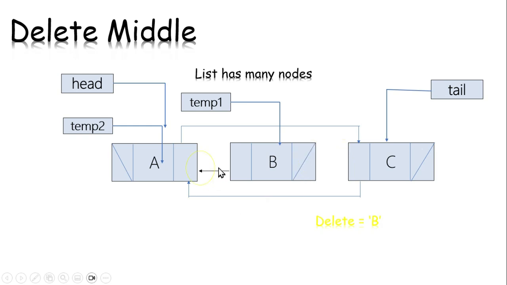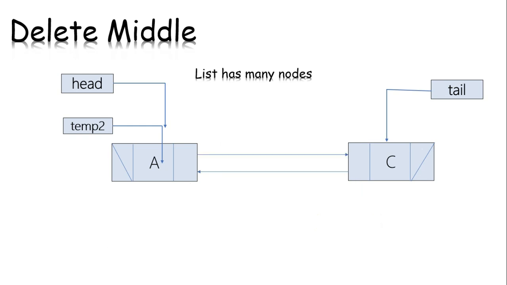There's one more job to do, which is the previous pointer. We can give this instruction: temp1.previous equals null. By giving this instruction, the previous pointer will look like this. Now our doubly linked list will look like this.